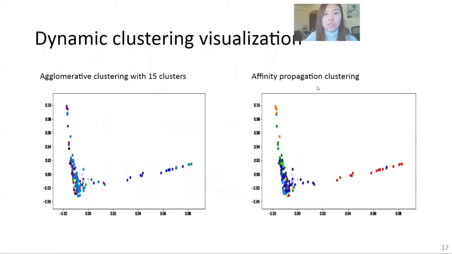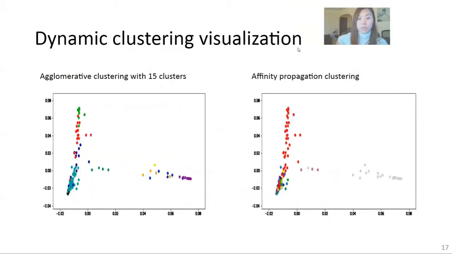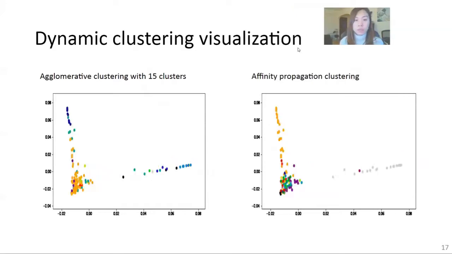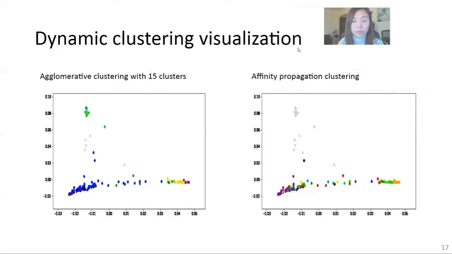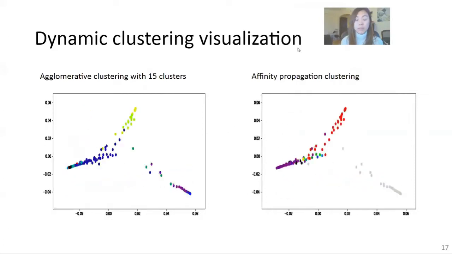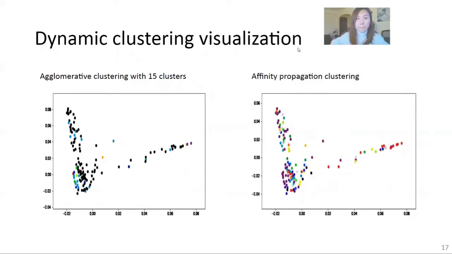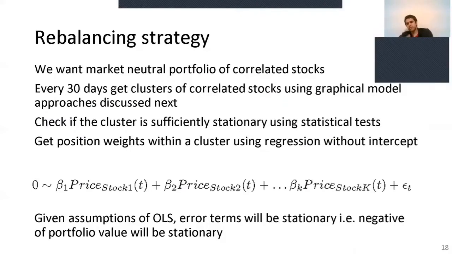Here is a visualization of the 2 clustering methods. As we can see, for most of the cases, both methods are able to identify and assign a stock to a correct cluster.